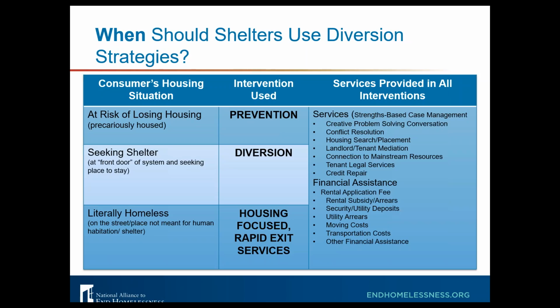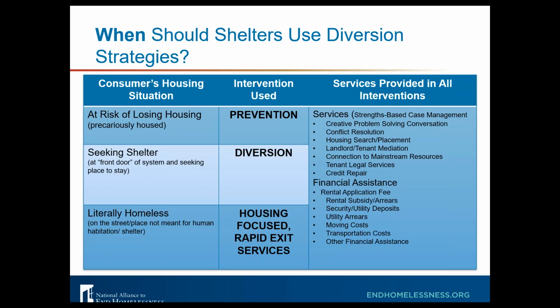So who can be diverted from emergency shelter? Oh, I'm sorry, the slides are not catching up. Here we go. When shelters use diversion, they may want to think about how it is distinguished from when prevention happens and when services are provided at shelter.